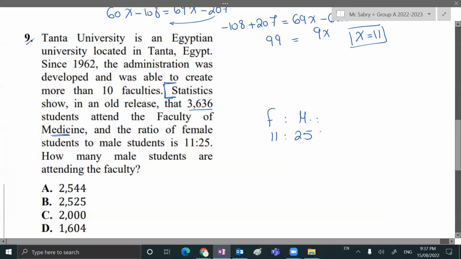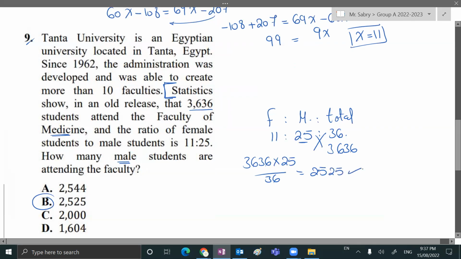You see, the idea of writing is very important, guys. Writing things down is essential. So I have to get the total of the ratio: 11 plus 25 is 36. The actual total, 3,636, should be placed under the total of the ratio. He wants how many males there are, so I'll do cross multiplication: 3636 multiplied by 25 divided by 36, and the answer comes out as B, which is 2,525. This one is easy, correct?